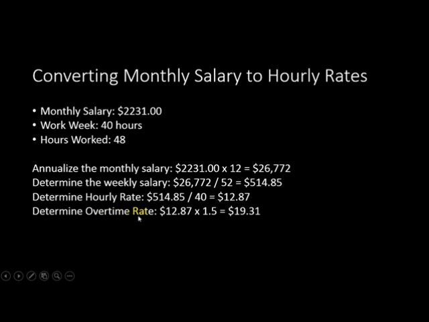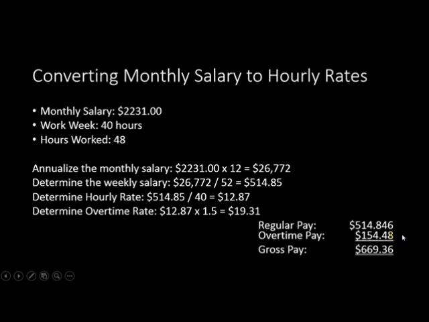To determine the overtime rate, we take the $12.87 multiplied by 1.5 to give us 19.31 per hour for overtime. The regular pay, $514.85. Overtime pay, $154.48 for a total gross pay of $669.36.